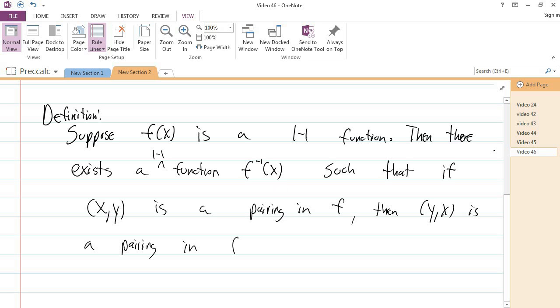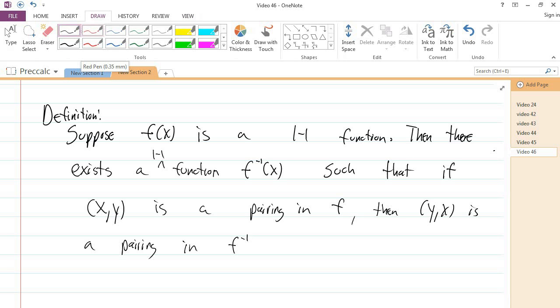in f inverse. So the inverse of a function takes every point in the function and flips the x and y values. Okay? So for an example, let's say f has 3, 2 as a pairing, then f inverse has 2, 3. It uses all of the y values of f as x values for f inverse. Okay, that's the definition of an inverse.